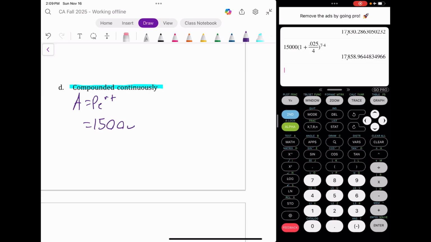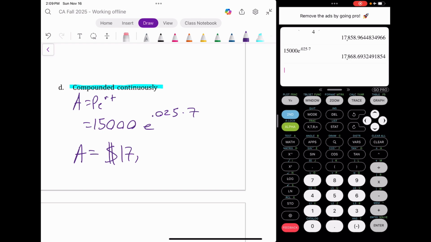So 15,000 was our principal. The rate was 0.025, and then the years was 7. So let me show you how to put that in the calculator, like that. And so the final amount in the account is $17,868.69.